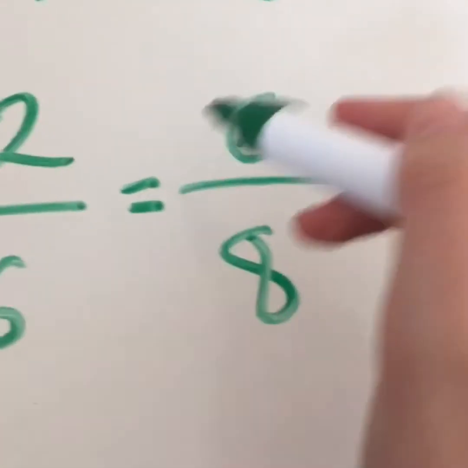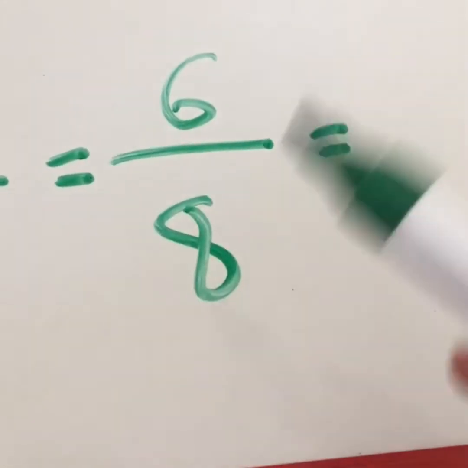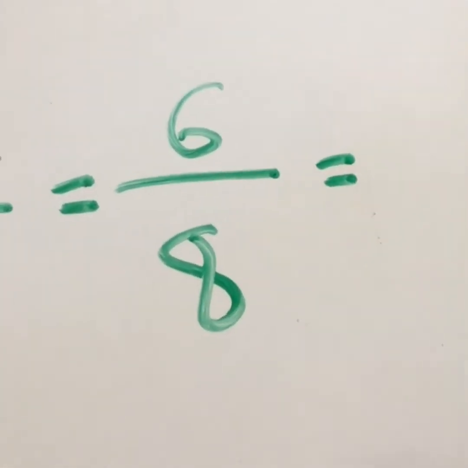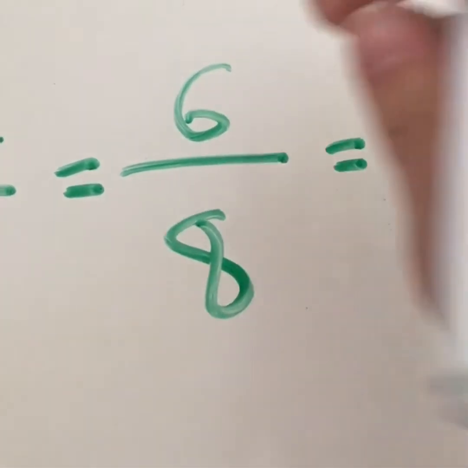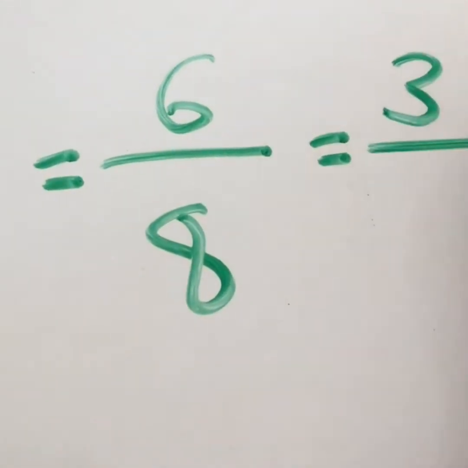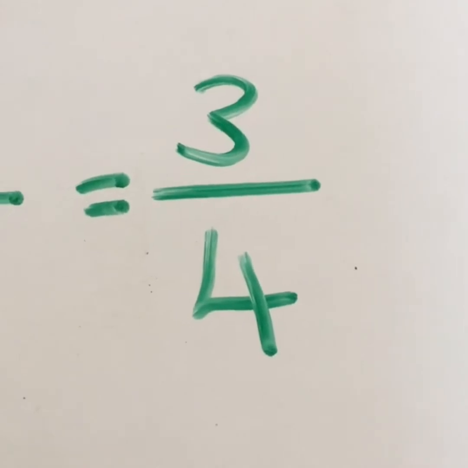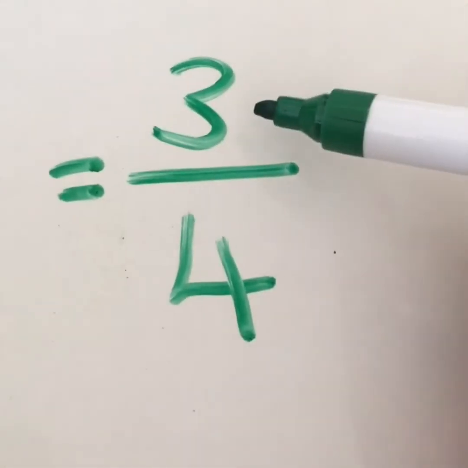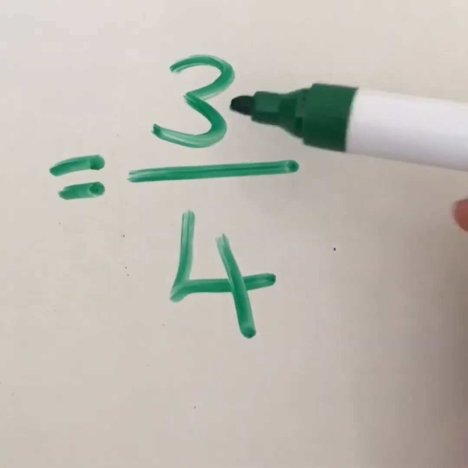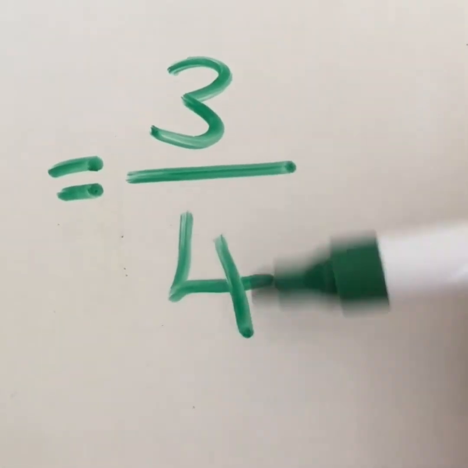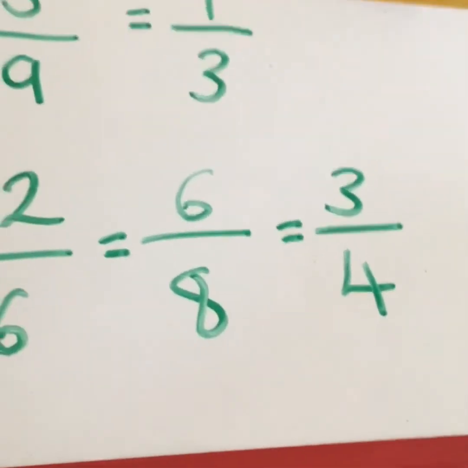Right, I'm going to look at this fraction. Can I simplify it further? Yes, because both these numbers are even, so I can divide them both by 2. 6 divided by 2 is 3. 8 divided by 2 is 4, 3/4. Can I simplify it any further? No, I can't, because 3 has only got the factors of 1 and 3. You can't divide 4 by 3, so you stop there. It cannot be any simpler.